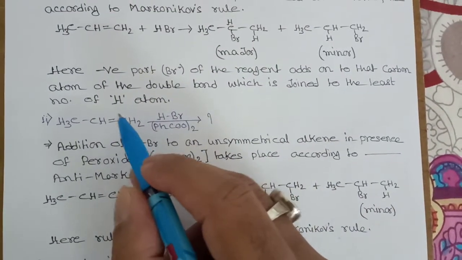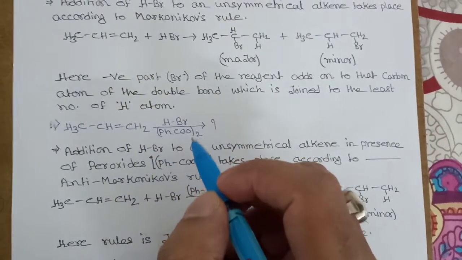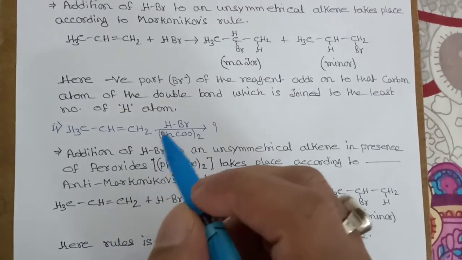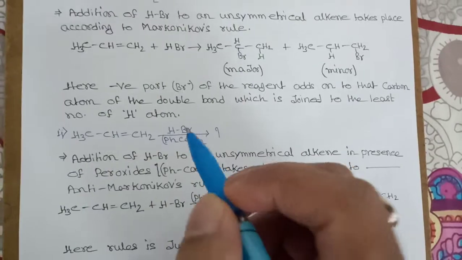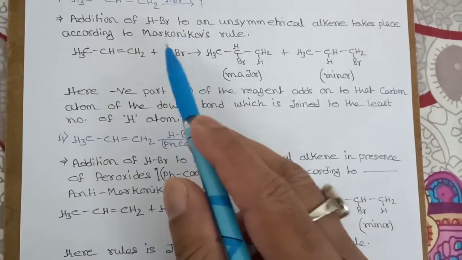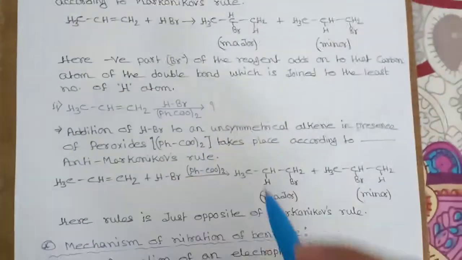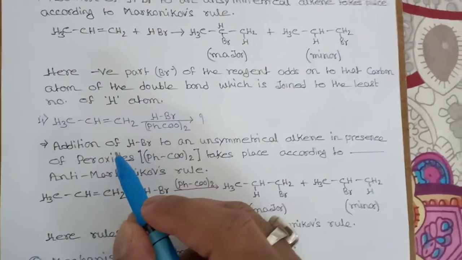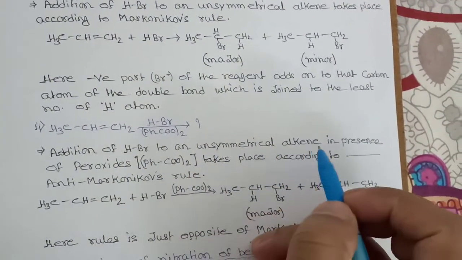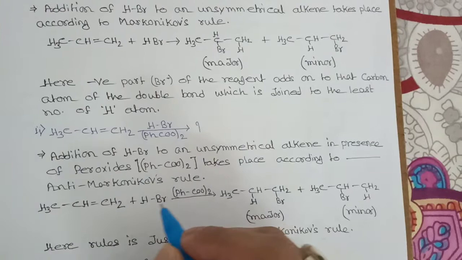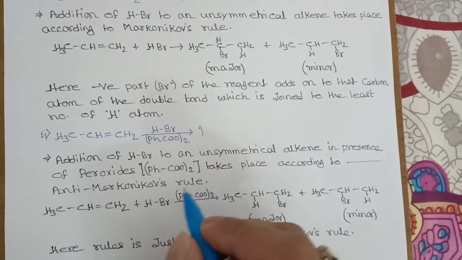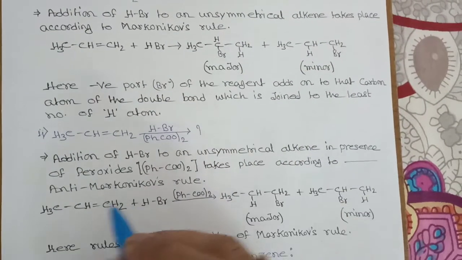you are treating this unsymmetrical alkene with HBr in the presence of peroxide, then there will be the anti-Markovnikov rule. Anti-Markovnikov is just the opposite of this Markovnikov rule. So addition of HBr to an unsymmetrical alkene in the presence of peroxide takes place according to the anti-Markovnikov rule.